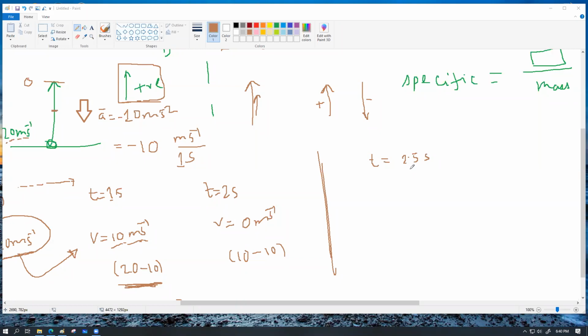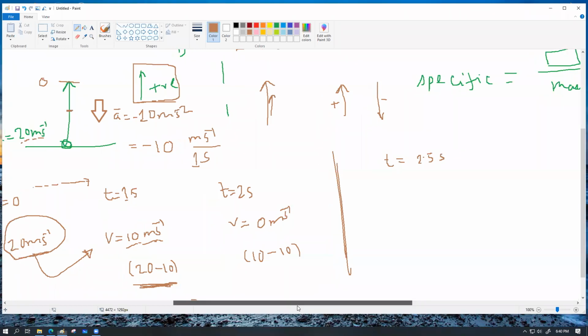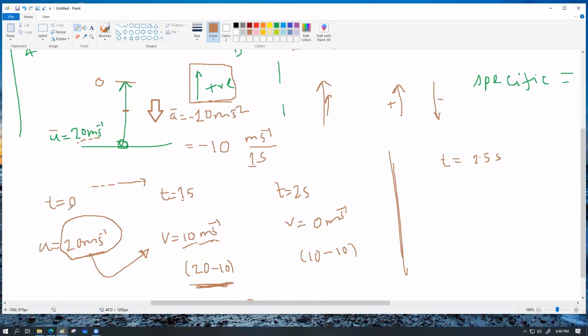Yeah, half a second. Because this 2.5 seconds is counted all the way from the initial time. But I'm trying to tell you how much time it is from the instance of reaching the highest point. How much time is it from here? 0.5 seconds. Now have a look over here.